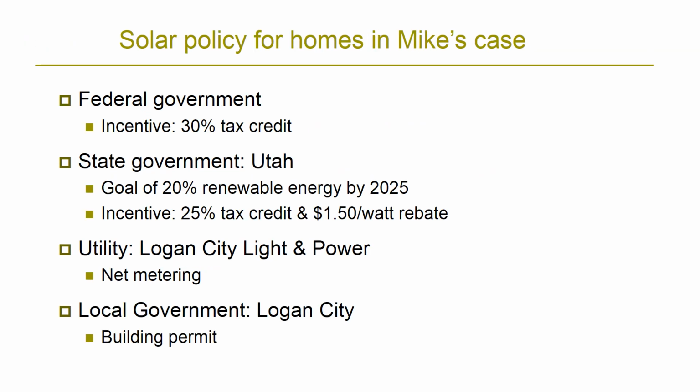For Mike, multiple levels of policies are at play. At the federal government level, he receives a 30% tax credit. The state government in Utah has a goal of 20% renewable energy by 2025, so he gets a 25% tax credit and a $150 per watt rebate. The utility company, Logan City Light and Power, uses net metering, so he gets paid by the utility company when he generates more power than he uses. At the local level, he has to work with Logan City to get the building permit to install solar panels.